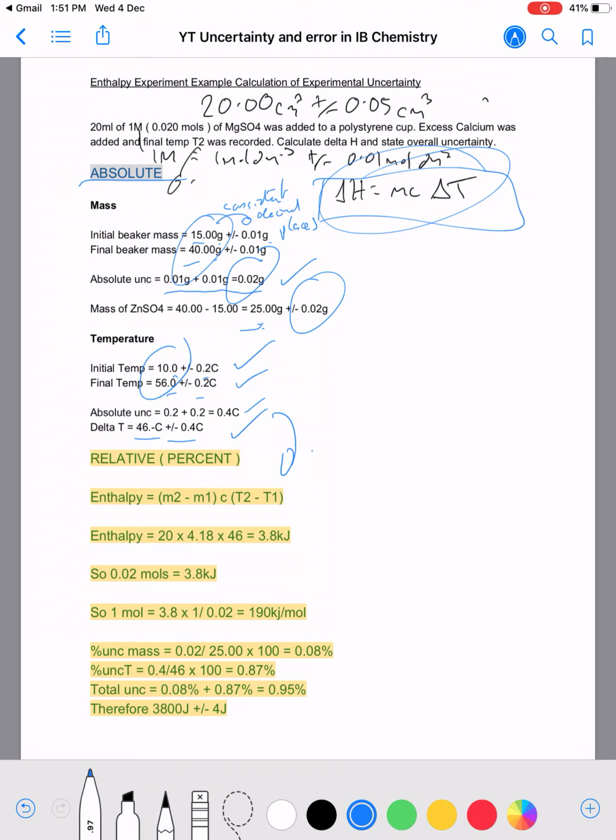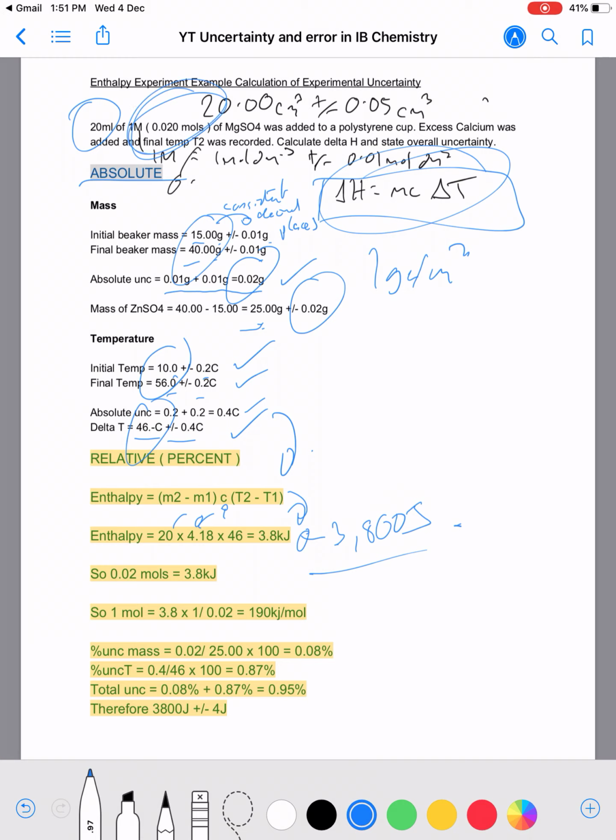Now let's make it useful, because we want to do MC delta T, don't we? So enthalpy, or Q in this case, Q is M2 minus M1, end mass minus start mass, times C, end temp minus initial temp. So let's plug the numbers in. So mass was 20, that's here, assuming a density of 1 gram per centimetre cubed. Specific heat capacity of water is 4.18, and 46 was the change in the temperature, which is there. So it's 3.8 kilojoules, or 3,800 joules.